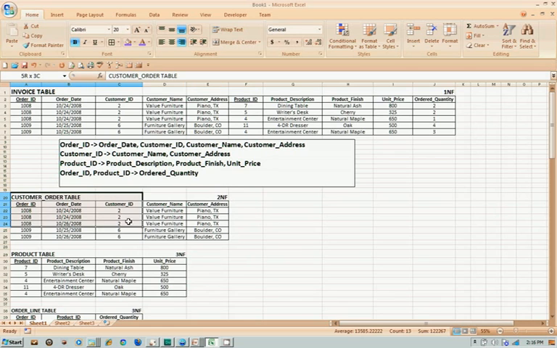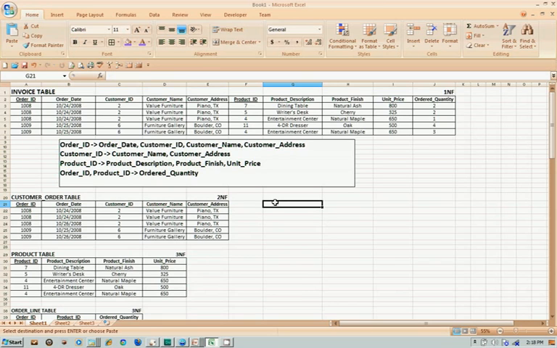Now, we will convert the customer order table into third normal form. A relation is in third normal form if it is in second normal form and no transitive dependencies exist. A transitive dependency in a relation is a functional dependency between two or more non-key attributes. For example, there are two transitive dependencies in a customer order relation. Customer ID is the determinant of the customer name and also the determinant of the customer address. In other words, both customer name and address are uniquely identified by the customer ID, but customer ID is not part of the primary key.